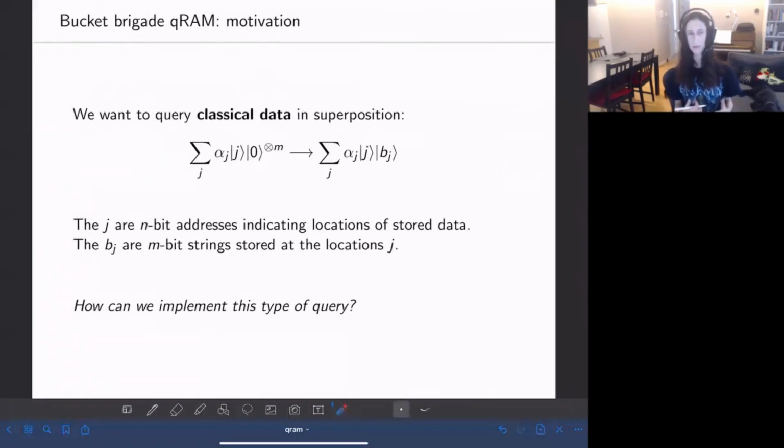So the specific type of qRAM query I'm going to focus on is this type where you're reading in the information as bits. You have a superposition of addresses, and then another register of qubits that's there to hold the answer. What the qRAM query does is it loads up the contents of the memory at each address and puts it in that register next to the same address. So how do we actually implement this type of query?